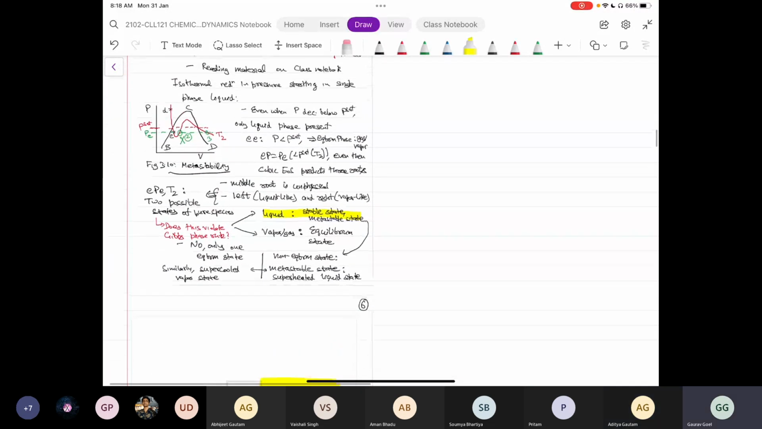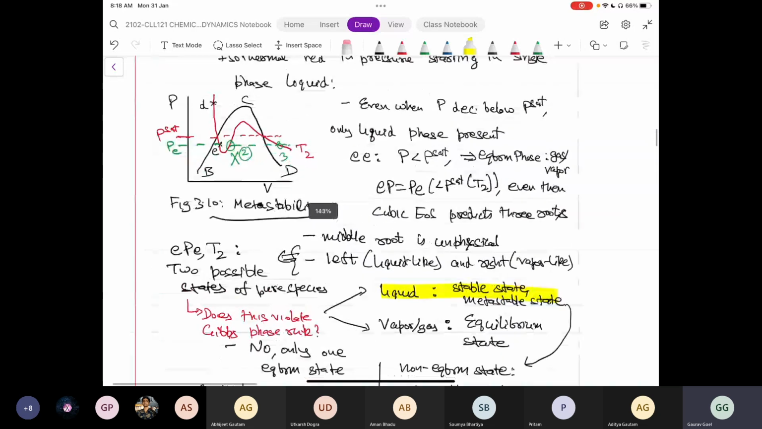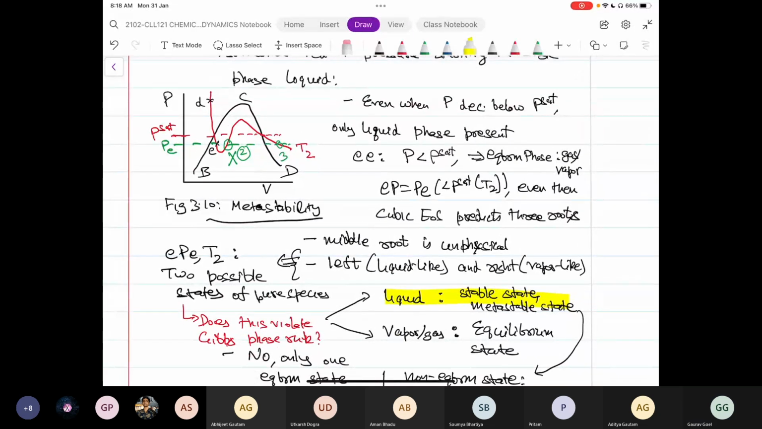So you can easily visualize. Rather than me answering, let us look at figure 3.10. The green horizontal line at PE is intersecting the left branch at E. So what is E? E should be a vapor, it should be an equilibrium, but it was told it is a metastable liquid. It was an observation, I guess. Is it so? Yes. So what we are saying is there are three possibilities at this, at least from the equation.